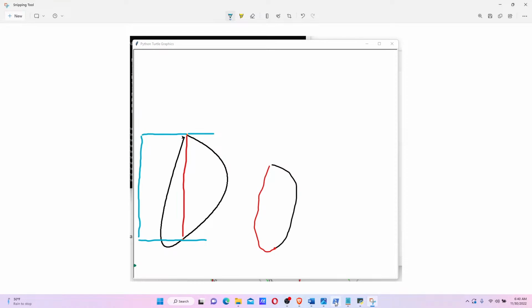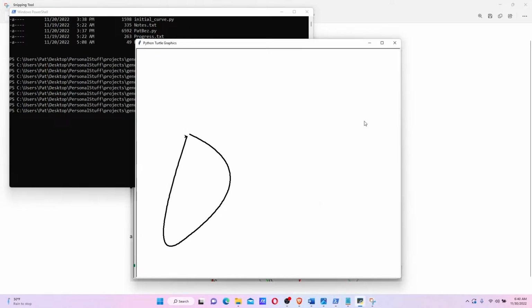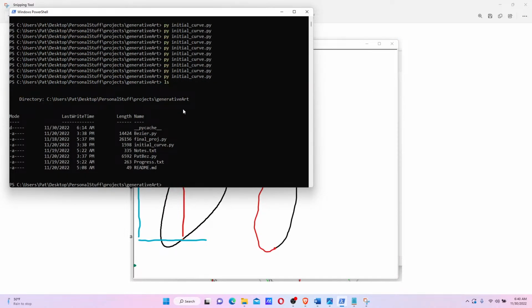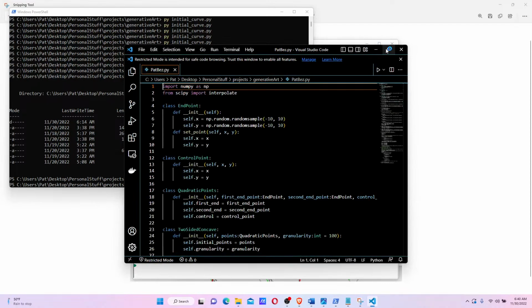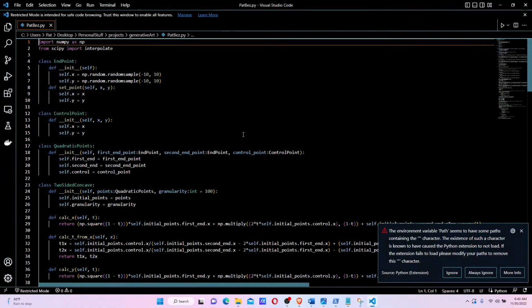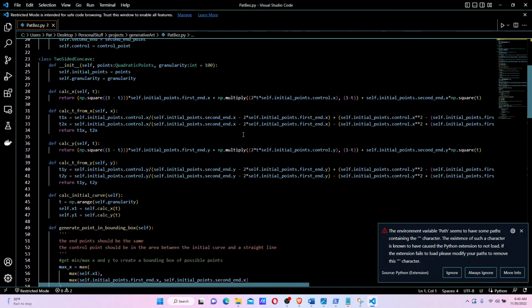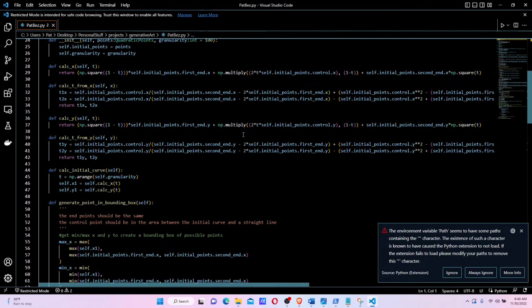So I have some new code that I wrote. I'm gonna pull that up. I forget what it was. I think it's Pat Bez. Okay, so endpoint, control point, quadratic points. Oh yes. So I did, this wasn't on a live stream, I just did this on my own.